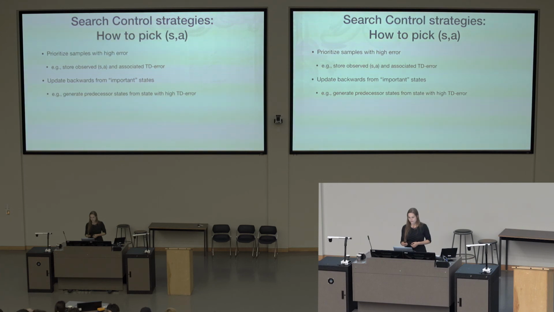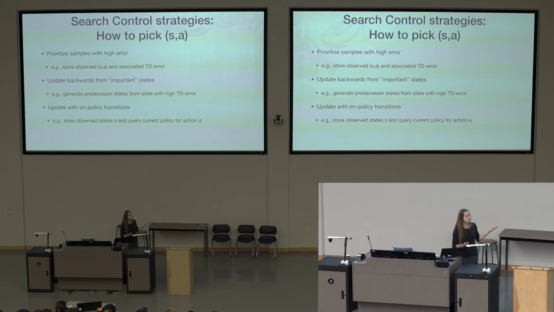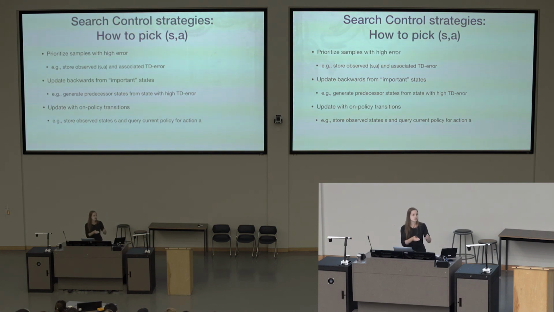Good. So I would say that those are maybe the two most important ways that people do search control right now. Another really sort of natural strategy that is maybe not as important is you could also think about updating with on-policy transitions. So rather than randomly picking states and actions, you might still randomly pick an observed state that you saw, and then you could actually ask what would be the outcome for the policy that I currently have right now. So you're sort of directing your search control to give you more information about what you are currently doing. Sort of a natural idea as well.